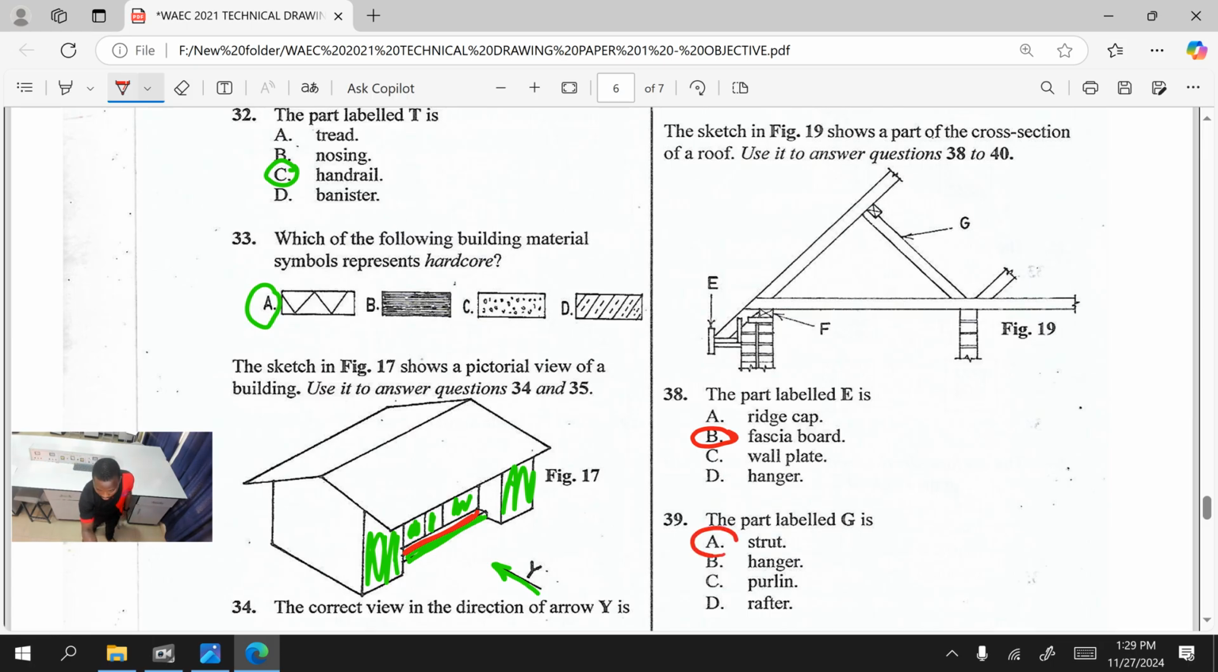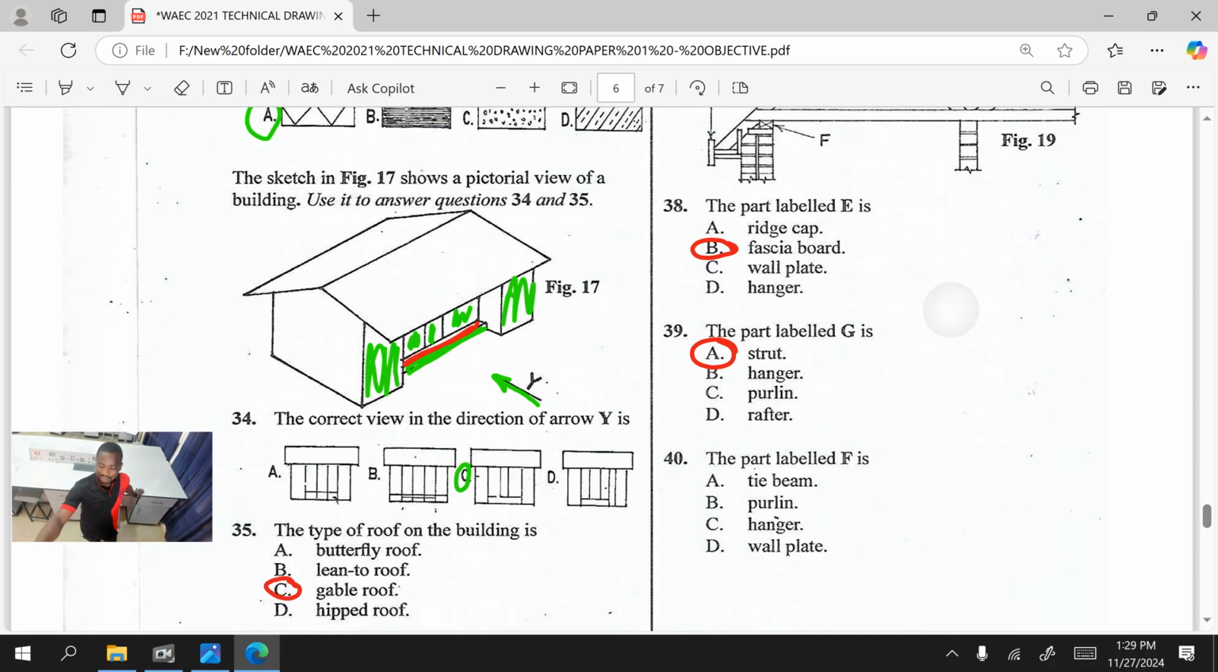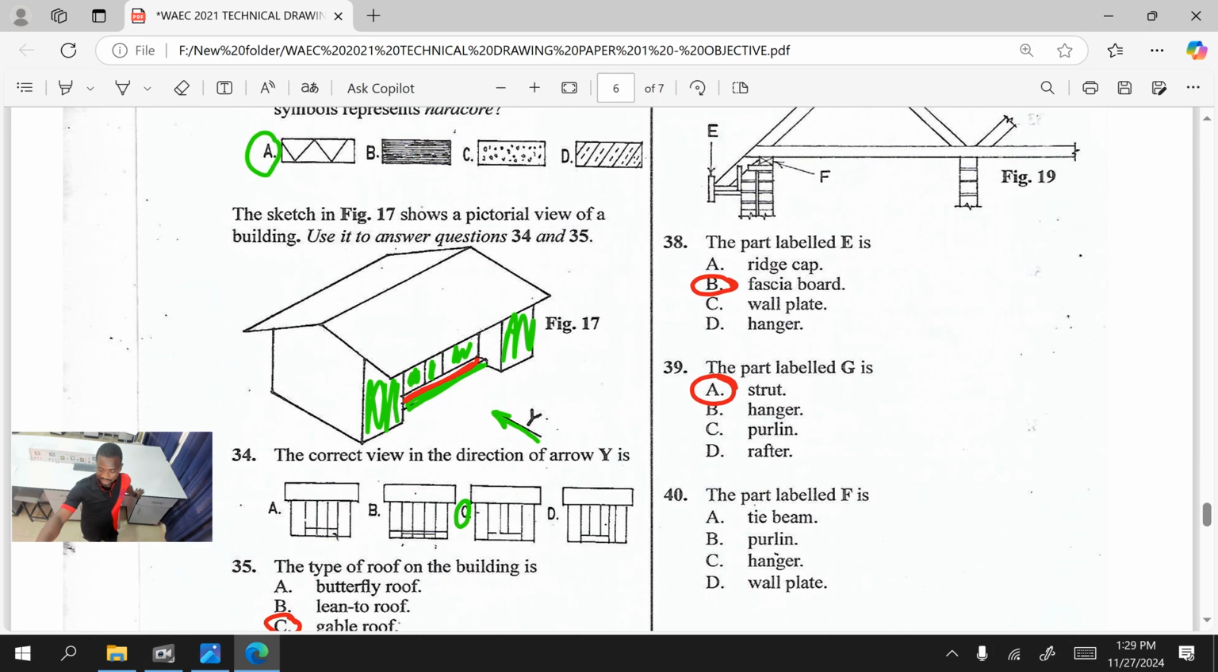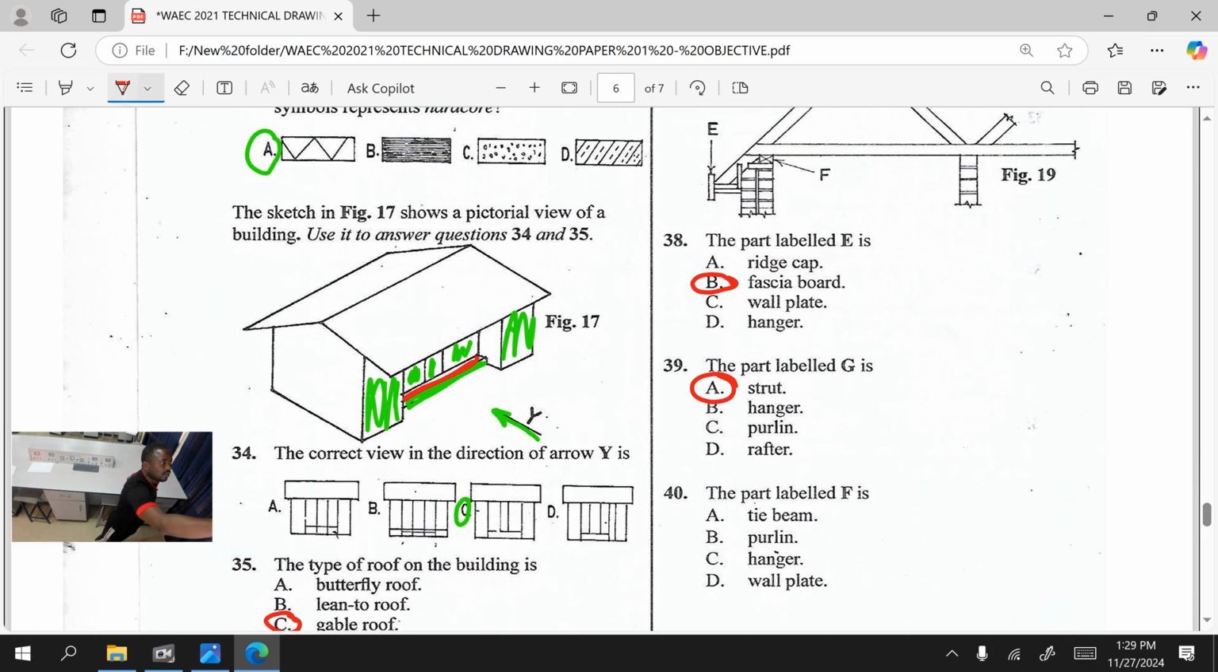A strut. It's as simple as that. Lastly, for building drawing, the part labeled F is the wall plate. As you can see, it is the wall plate.